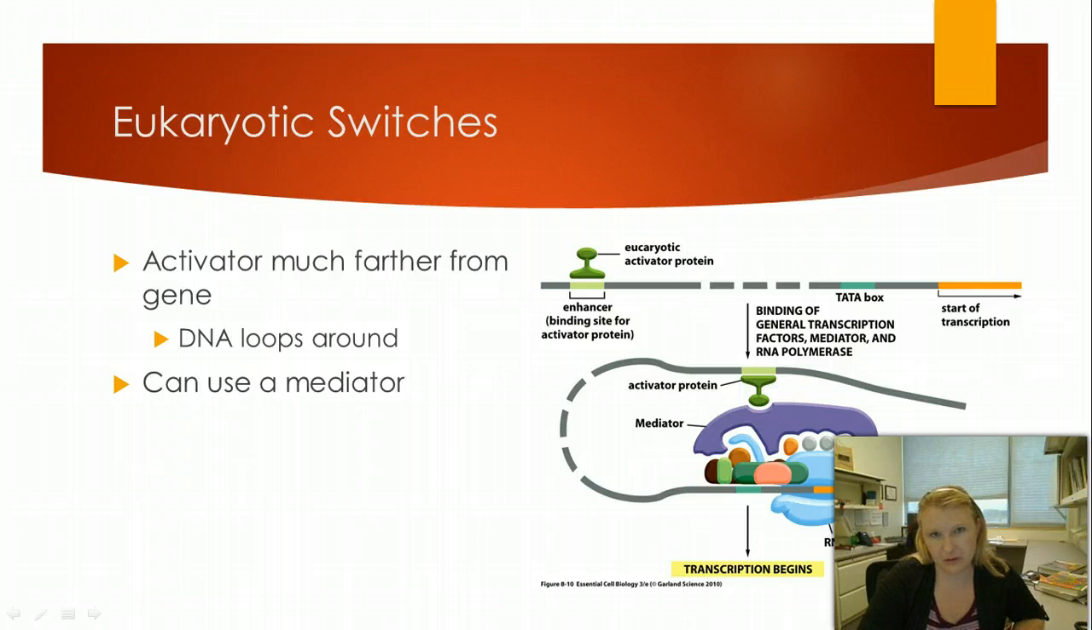Remember, we have that transcriptional initiation complex in eukaryotes. It flips around, binds to this mediator, and then allows for the transcription to begin. Without this, it wouldn't necessarily start because it's missing that extra piece. So it's important to understand that. Repressors will work in the same way in the eukaryotic switch. It's just much, much farther away. It could be up to thousands of base pairs.